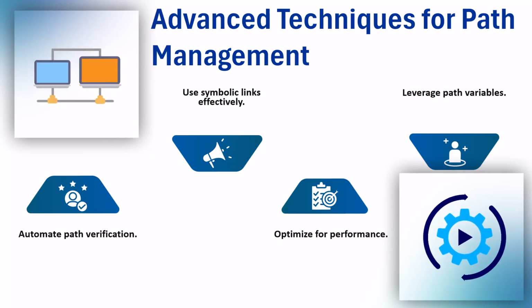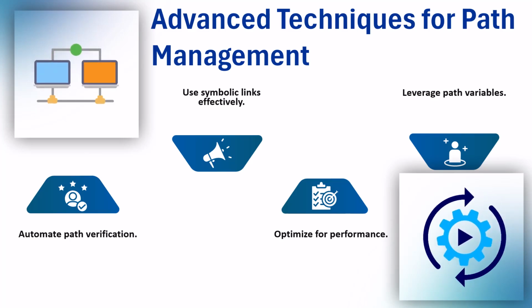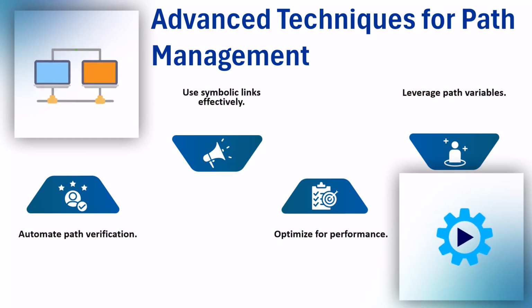Time for the pro moves. Symbolic links. Use them wisely. They're like shortcuts in a maze. Path variables. They boost flexibility. Automation saves time. And who doesn't love efficiency? Nail this, and you're officially a path management wizard.